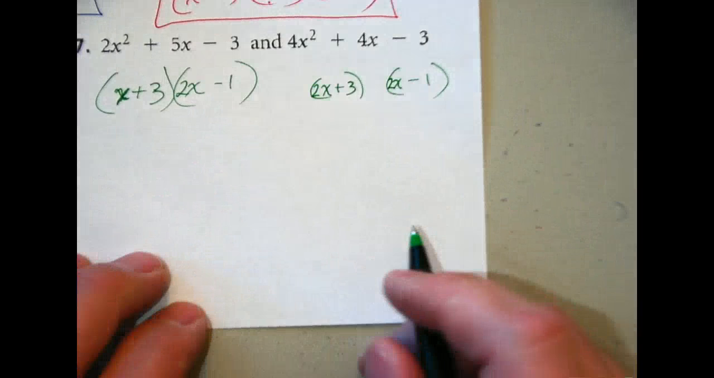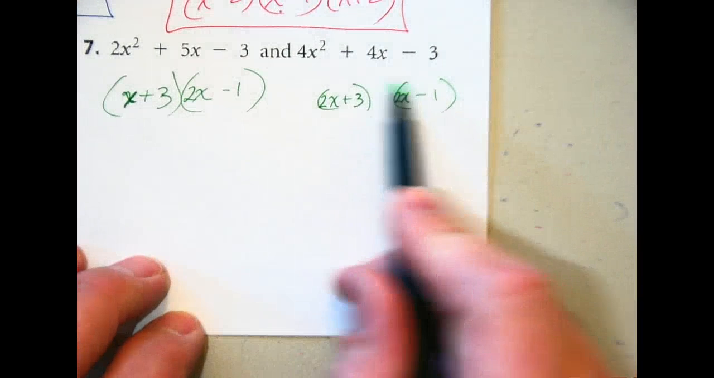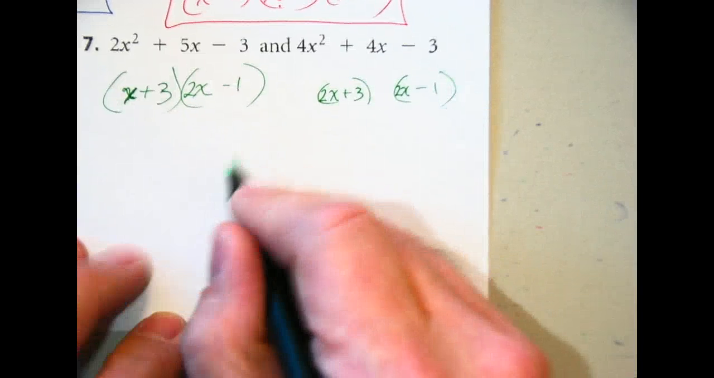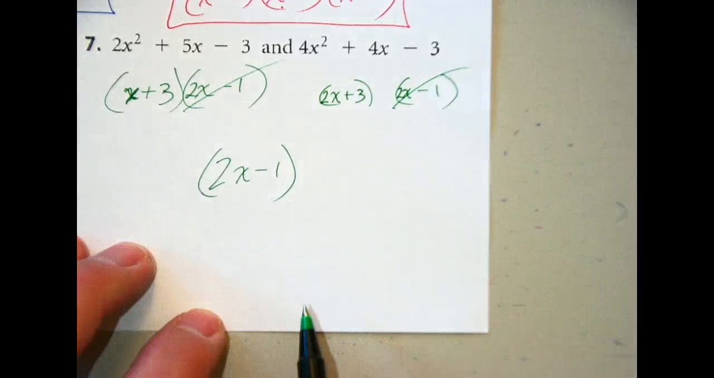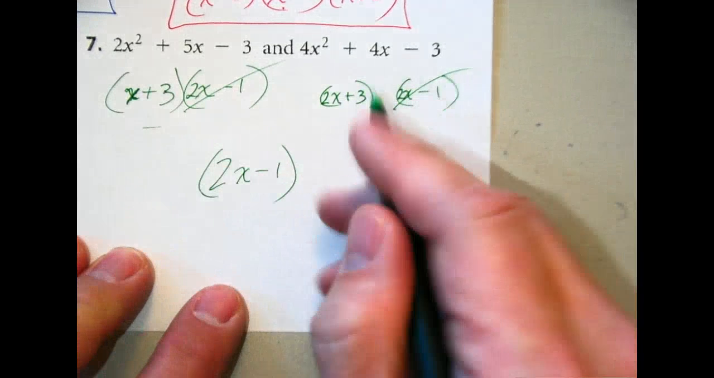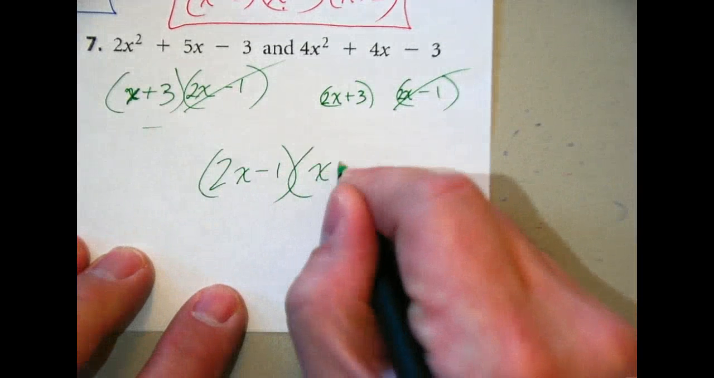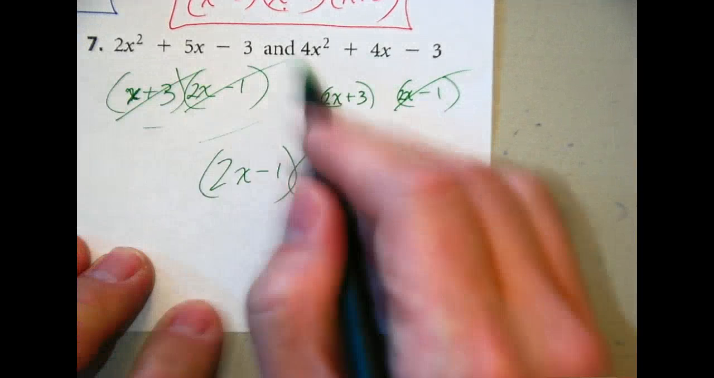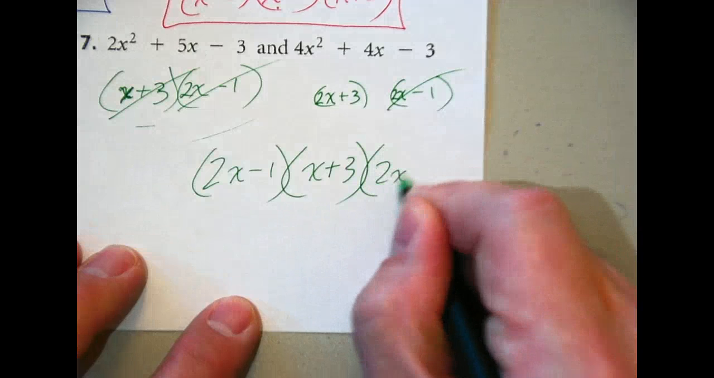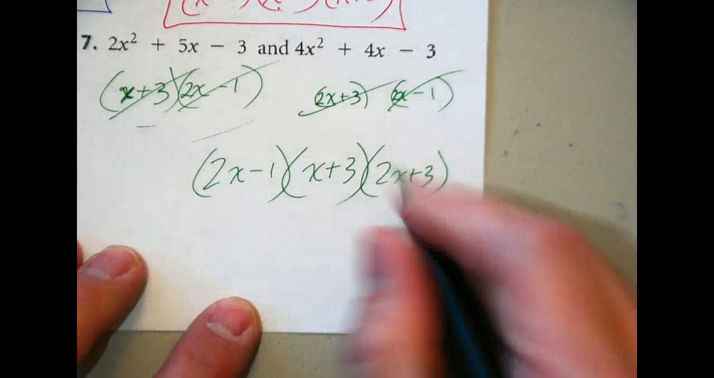Okay, so what does this have in common? 2x minus 1. What does this one have that this one needs? X plus 3. And what does this one have that this one needs? 2x plus 3. Okay, that is our least common multiple or common denominator.